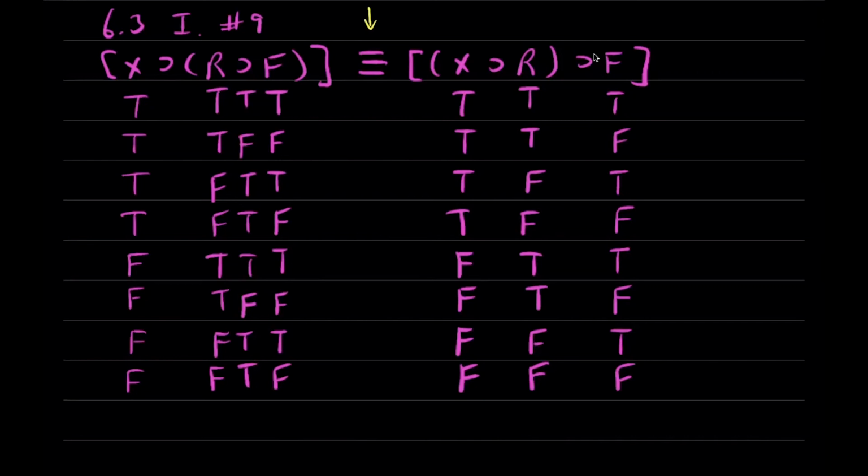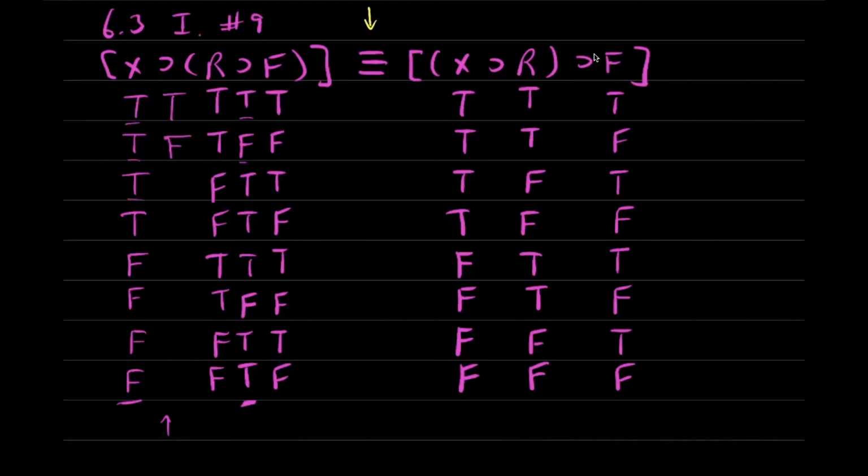Okay. Now to figure out the value of this horseshoe operator right here inside the brackets on the left, we need the values for X, and we also need the values for this conditional inside those parentheses. Those are the two things that are being connected by that conditional operator, by that horseshoe. So we've got something true implying something true. That'll give us a true conditional. Something true implying something false. That'll give us a false conditional.